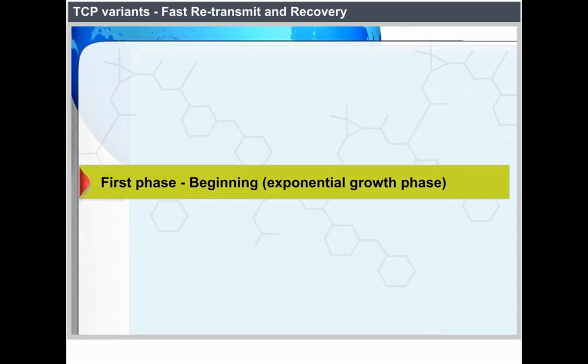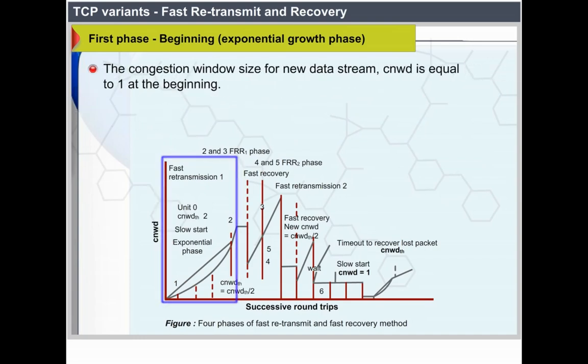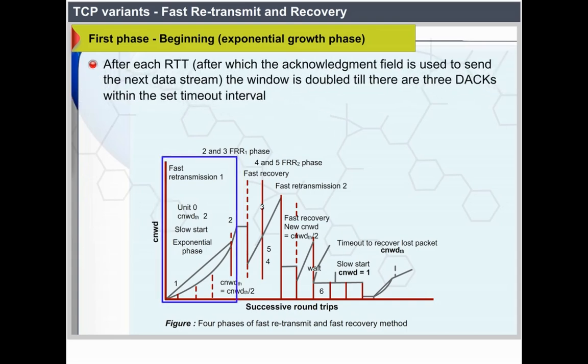First phase, beginning, exponential growth phase, regions 1 and 2 in the figure above. The congestion window size for a new data stream, CNWD, is equal to 1 at the beginning. After each RTT, after which the acknowledgement field is used to send the next data stream, the window is doubled till there are 3 DACKs within the set timeout interval.